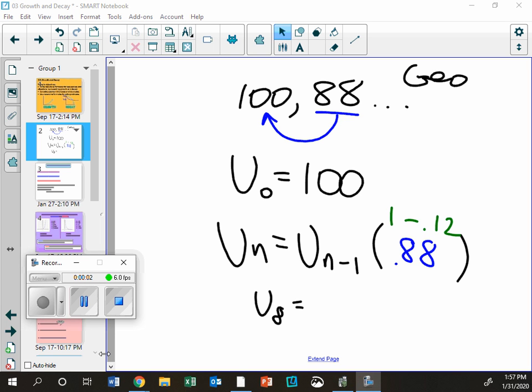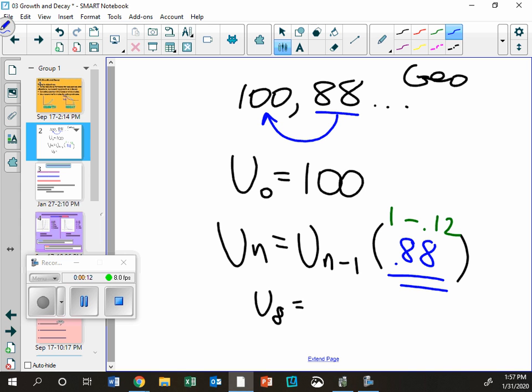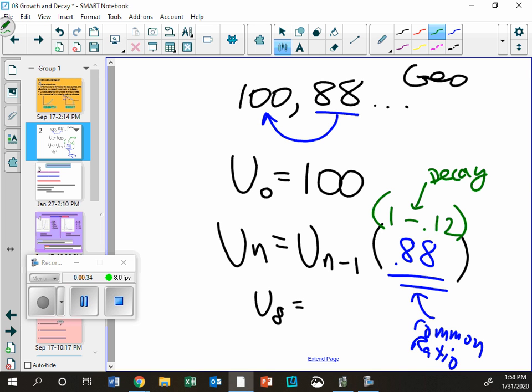Okay, so we started with a reminder of how to do a geometric decay problem. And we took the 88 divided by 100, gave us this. That is called the common ratio. But I implored the kids to write it like this. Why? Because it shows that when you have a 1 minus something, you have decay. You can tell it's a decay problem from the minus, and because that is the decay rate.